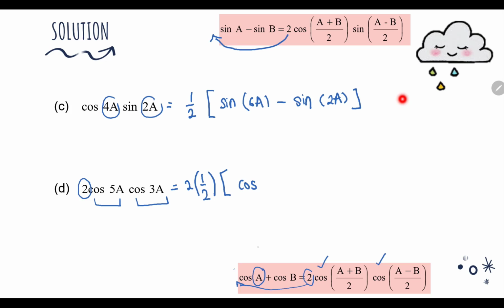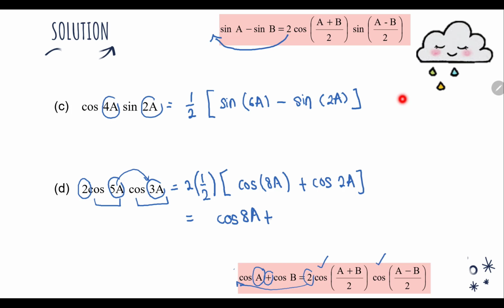So what is A? A is the addition of 5A and 3A, which is 8A. So cos 8A. The formula is plus, so I'm going to plus here. Cos B is 5A minus 3A, so 5 minus 3 is 2A. So 2 times 1 over 2 will give us 1. So the final answer: cos 8A plus cos 2A. So this is how we express product as a sum using the factor formula.